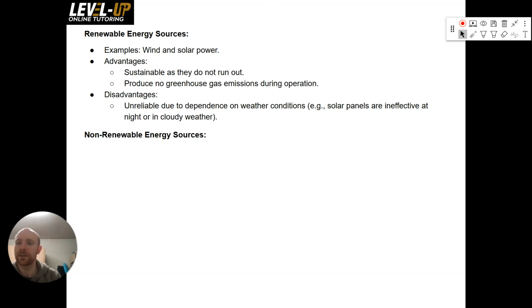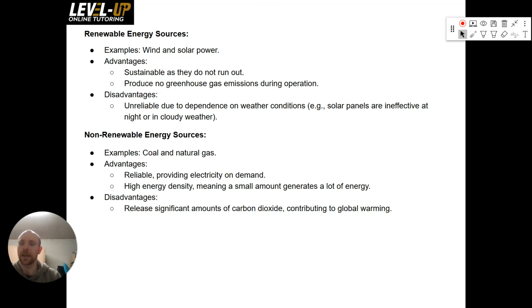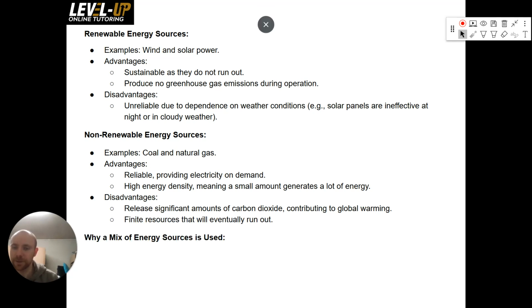For non-renewable, what are advantages and disadvantages? Obviously, there's your examples, and your advantages are they're reliable, you can turn them on, you can use them whenever you want, whenever electricity has demand. High energy density, so small amounts generate a lot of energy. But the disadvantages, as I'm sure you're more than aware now, release significant amounts of carbon dioxide, which contribute to global warming. They are finite, they will eventually run out.